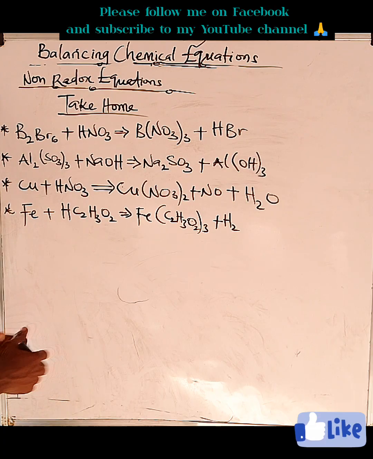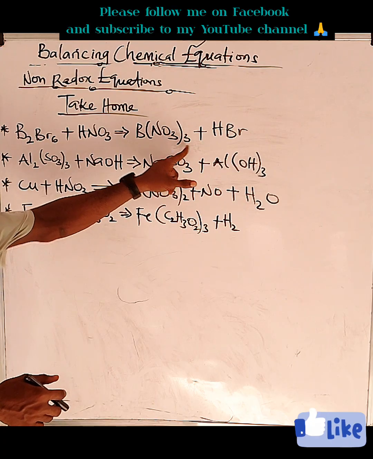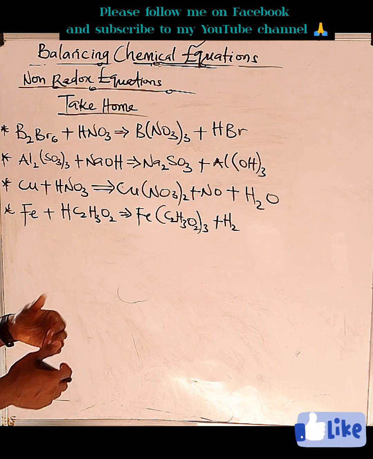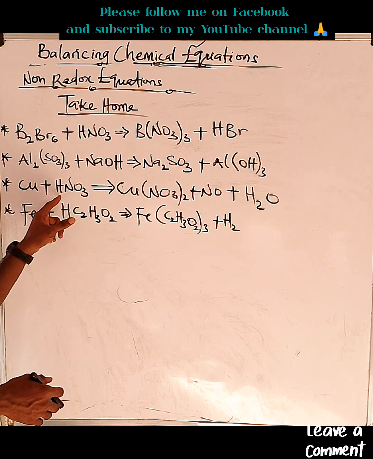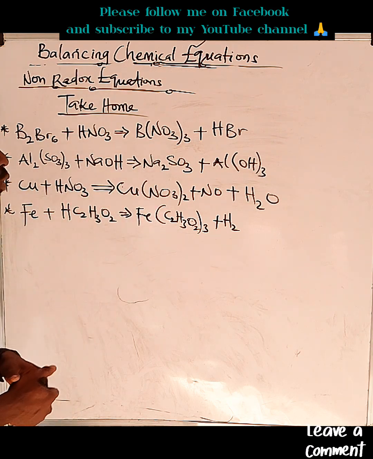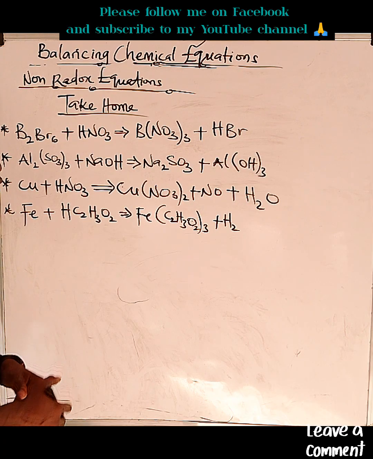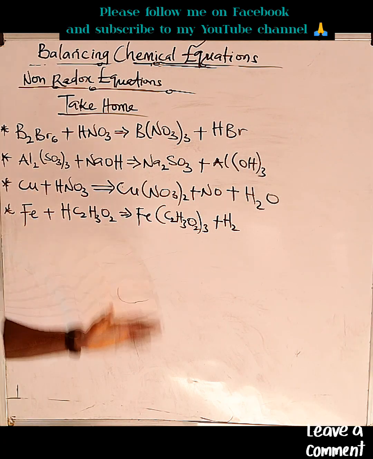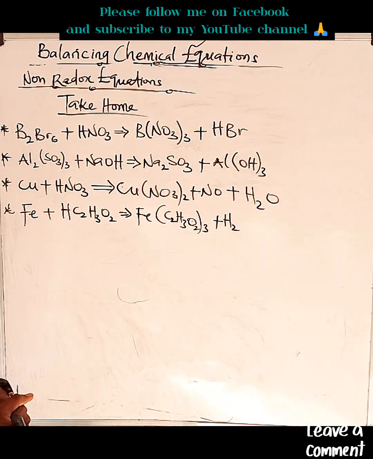First, we have Bi2S3 plus HNO3 equal to Bi(NO3)3 plus H2S. That's the first. Now look at the second: aluminium trioxosulfate plus sodium hydroxide gives Na2SO3 plus aluminium hydroxide. Then we also have Cu plus HNO3 equal to Cu(NO3)2 plus NO plus H2O. And this very last one, Fe plus HC2H3O2 equals Fe(C2H3O2)3 plus H2. I'm very sure that we have what it takes to balance each of these non-redox chemical equations.